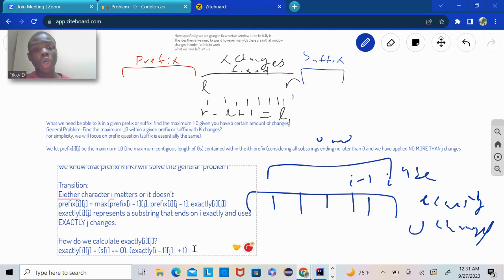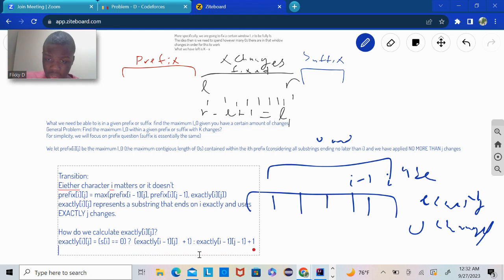And then if it ends on one, then we have to use a change so that this is L0. If we have to use a change, then we have to find the maximum one that ended on I minus one and used exactly j minus one changes, because we have to use a change, and then we would add one. This is a little bit annoying, some details you have to think about in the DP, but the general idea you see, right? This is what you would have to do, and that's how you would find it.